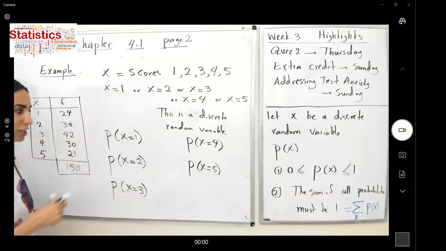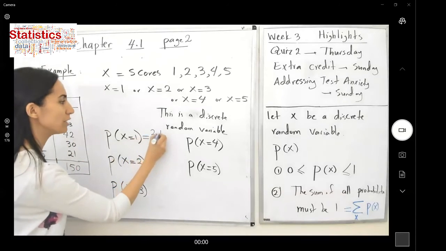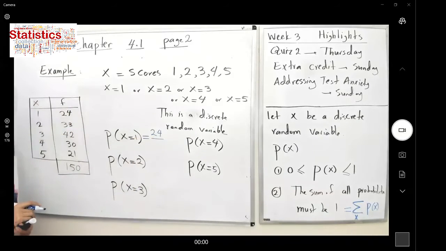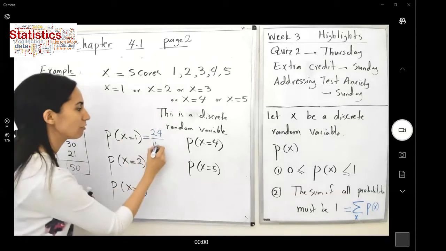24 goes on the numerator. What goes on the denominator? The size of your sample space. How many people were surveyed? 150 of them.